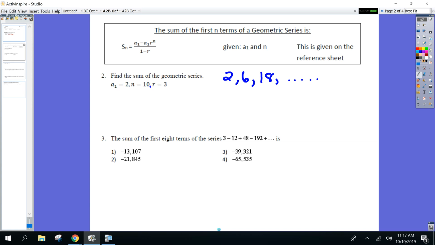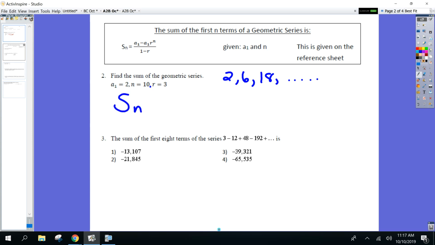Go ahead, Jenna. Okay, here's why. If you plug in 1 on your formula in that denominator, what's going to happen? It's going to be 0. Okay, good. All right, so here we go. I don't want to do this and do the 2 plus 6 plus 18. Let's use the formula.